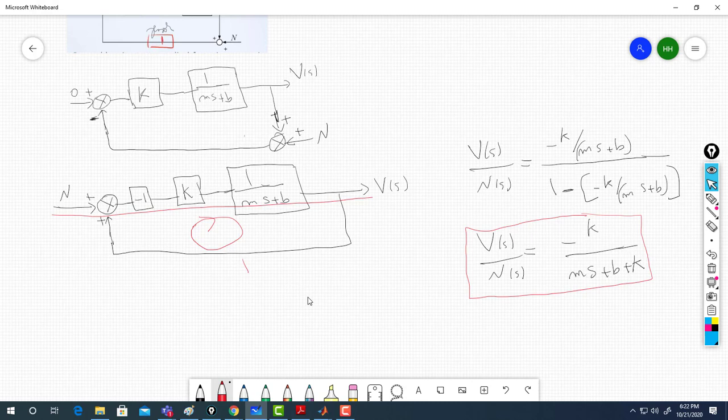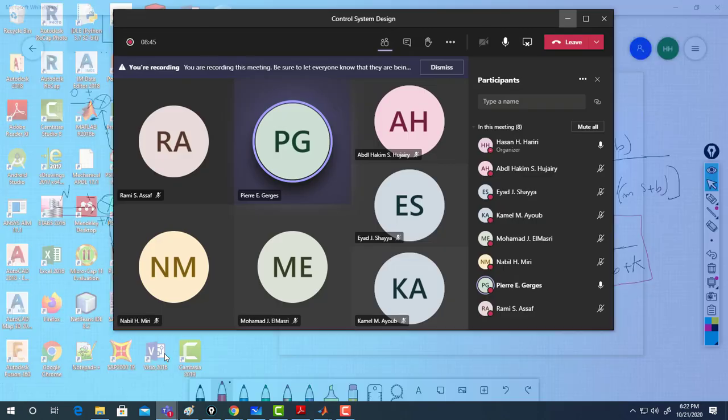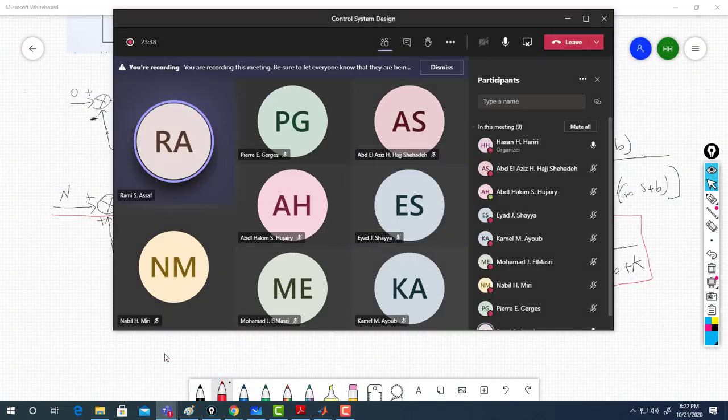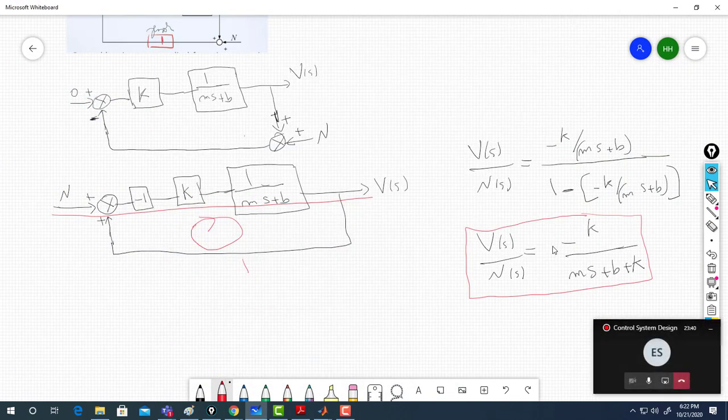What conclusion could you draw if you look at it this way? Let me ask you, if you have large k, how will this affect the noise? If your controller has a very high value of k, how will this affect your noise? Assuming k is very high.